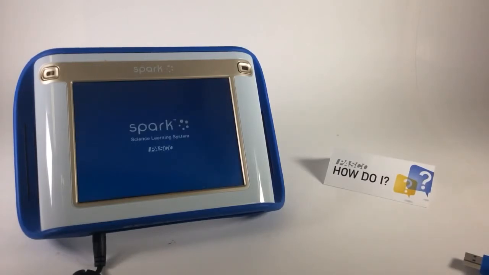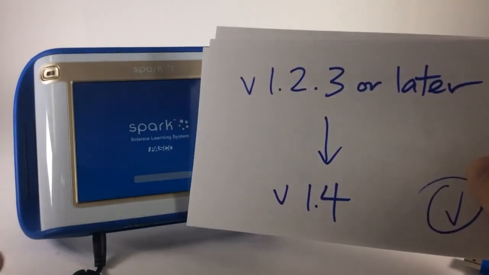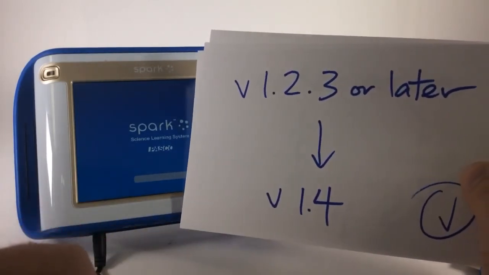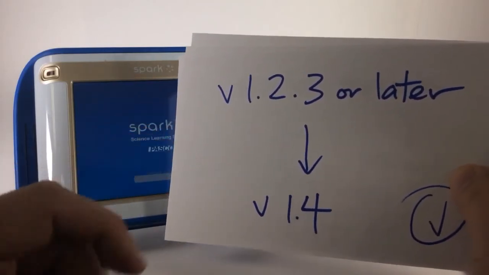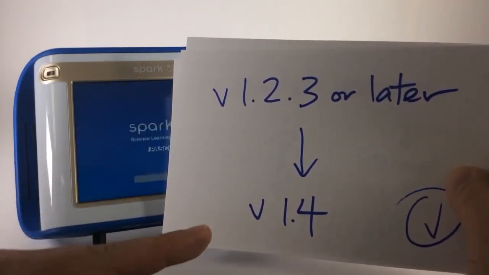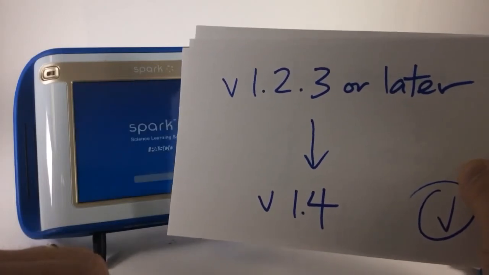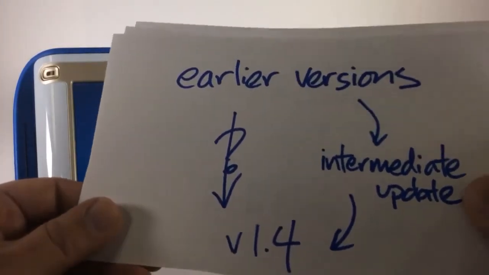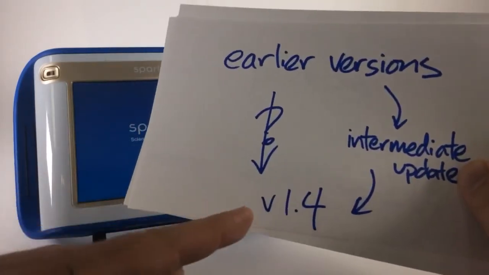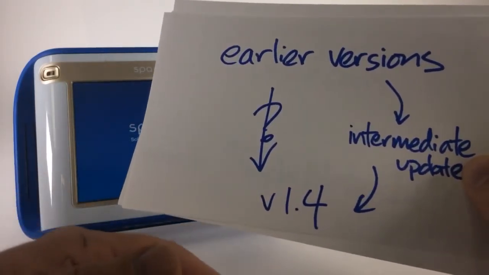While I'm waiting for that to reboot, let me note that this update process works well for more recent versions of Spark. If you're not making a very big jump in firmware, from something like version 1.2.3 or later to the latest version 1.4, this process works nicely. If you have a very old Spark unit that has an earlier version of the software, you may not be able to make the jump directly to version 1.4.